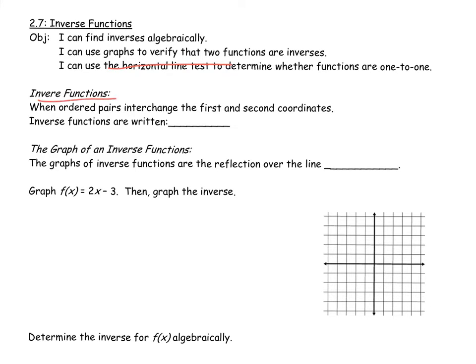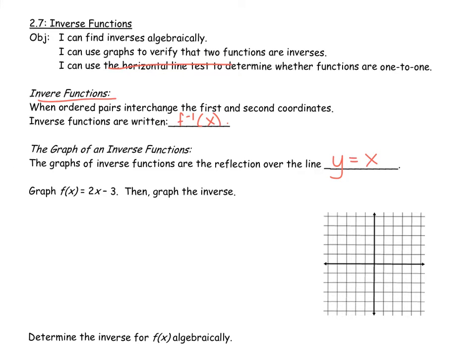Inverse functions are defined when ordered pairs interchange the first and second coordinates. Inverse functions are written with function notation, so f and then inverse of x, just like a little exponent looking kind of notation. The graph of inverse functions are the reflection over the line y equals x. When we draw these graphs, we'll draw in that reflection line as well.